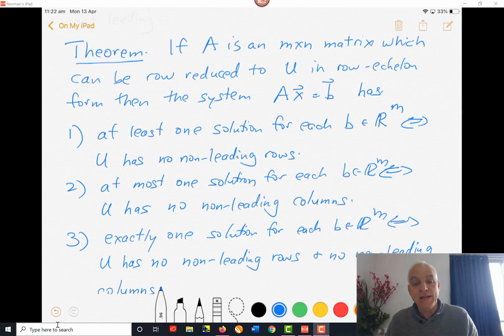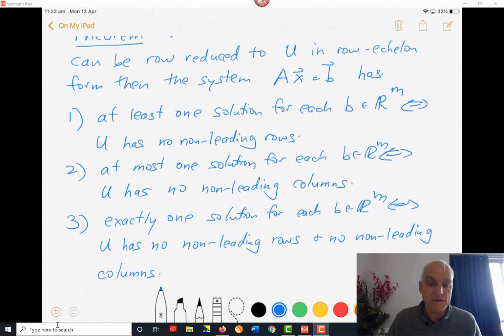On the other hand, if U has no non-leading columns, then if there is a solution, there has to be at most one, because we know that the number of parameters corresponds to the number of non-leading columns. And if we put these two things together, then we have exactly one solution for each B precisely when U has no non-leading rows and no non-leading columns. So every row is a leading row, has a leading entry in U, and every column has a leading entry. So that's kind of a general encapsulating of a lot of the different possibilities, starting with the matrix A.